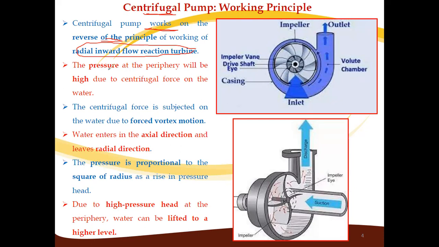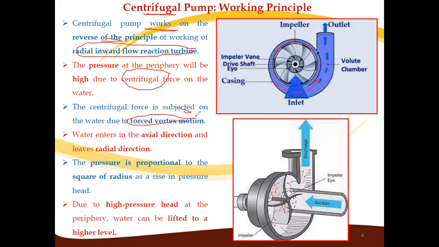So the pressure at the periphery will be high, which is due to the centrifugal force of the water. And this centrifugal force is imposed on the water due to forced vortex motion. So water is having this vortex motion. This water is flowing through the impeller and casing parts and causing the vortex motion. So that motion is forced vortex motion.